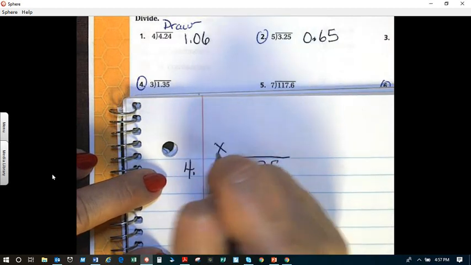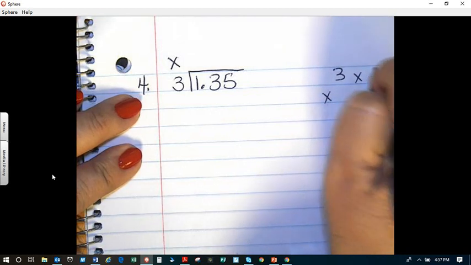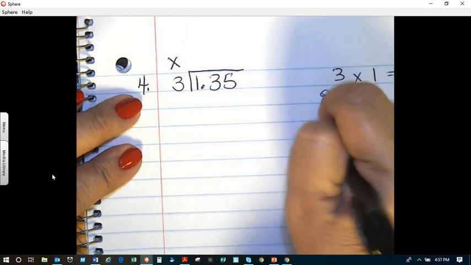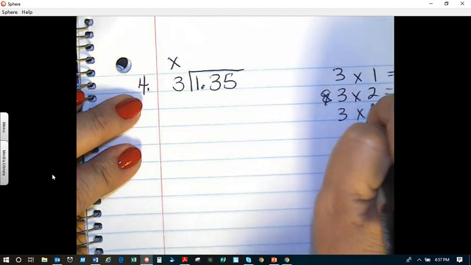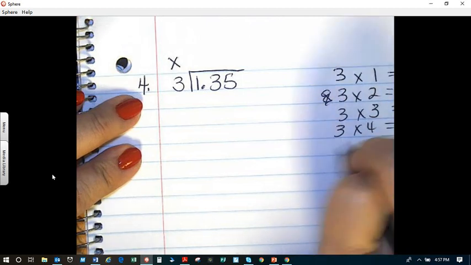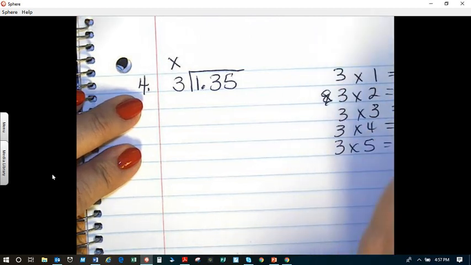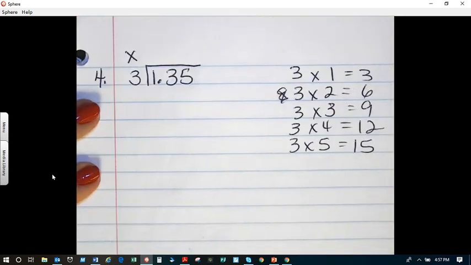Put my multiplication sign there. 3 times 1 equals 3. 3 times 2 equals 6. 3 times 3 equals 9. 3 times 4 equals 12. 3 times 5 equals 15. Okay, and I think that's where I just need to stop. I won't need to go anymore.